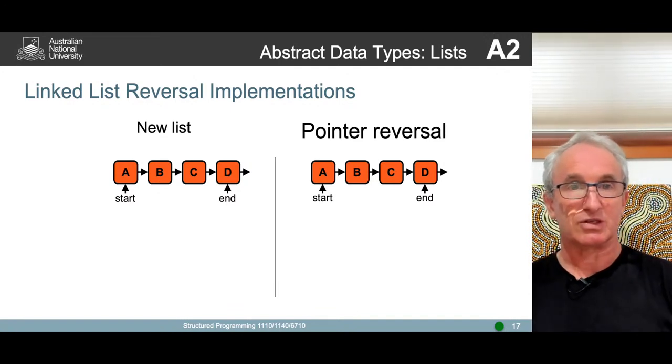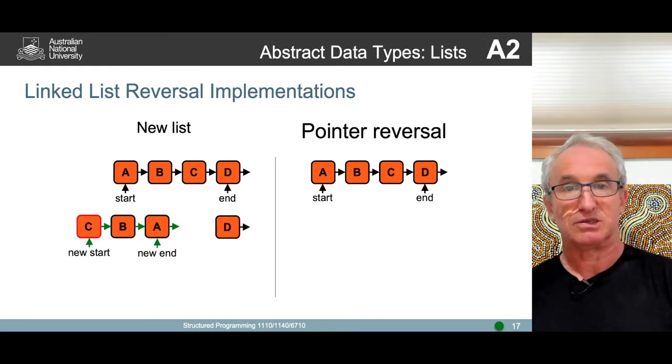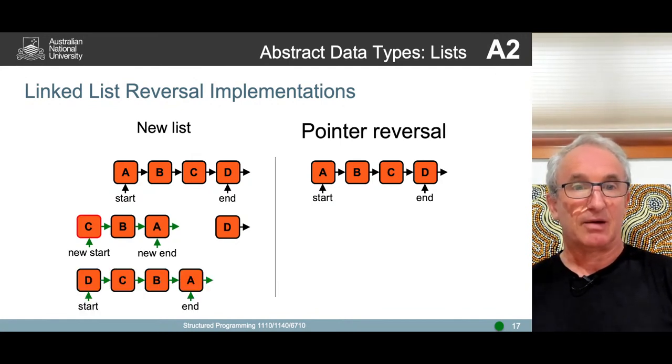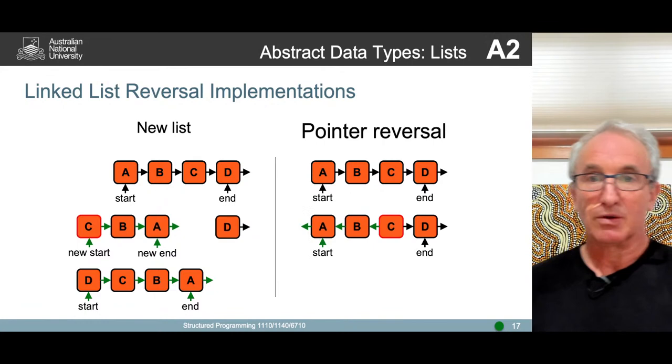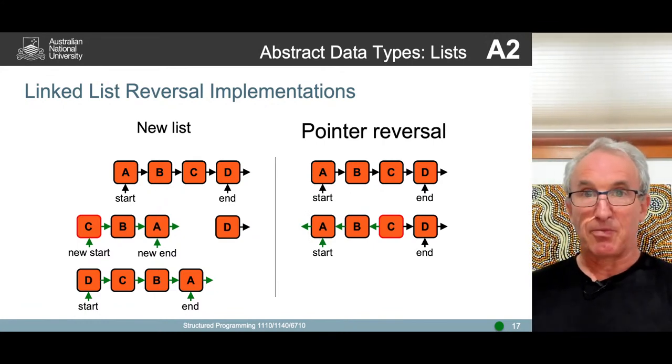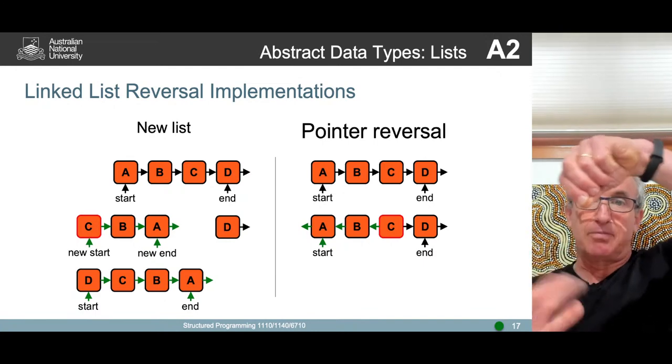There's a new list way, which is the one on the left there. And one way to do that is just build up a new list, which goes D, C, B, and A, right? So you start off with D, which is the far right one there. You've peeled that off the end. You say, okay, that's our new list. And then you go and peel off C, and then you peel off B, and then you peel off A, and then you've got yourself a new list. That's one way to do it. Pointer reversal is you simply flip the pointers around by grabbing hold of A and its next and its previous and flipping everything around like that.